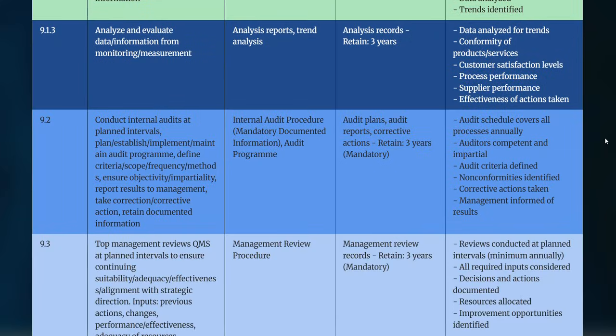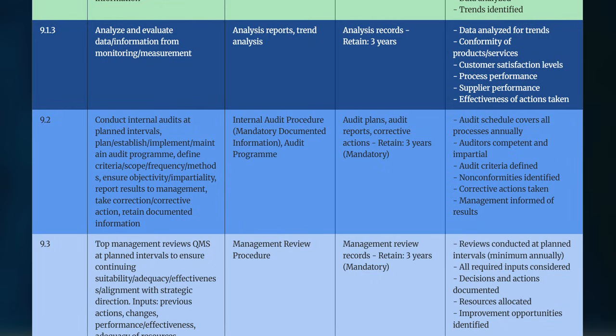And then in clause 9.1.3, it requires you to analyze and evaluate data or information from monitoring or from measurement. The required document here, you need to have analysis report and trend analysis. Along with them, you need to have analysis records and retain them for 3 years. Examples of those requirements that you can use for audits as evidence, including data being analyzed for trends and conformity of products or services, and customer satisfaction levels, and process information, and supplier performance and effectiveness of actions being taken.